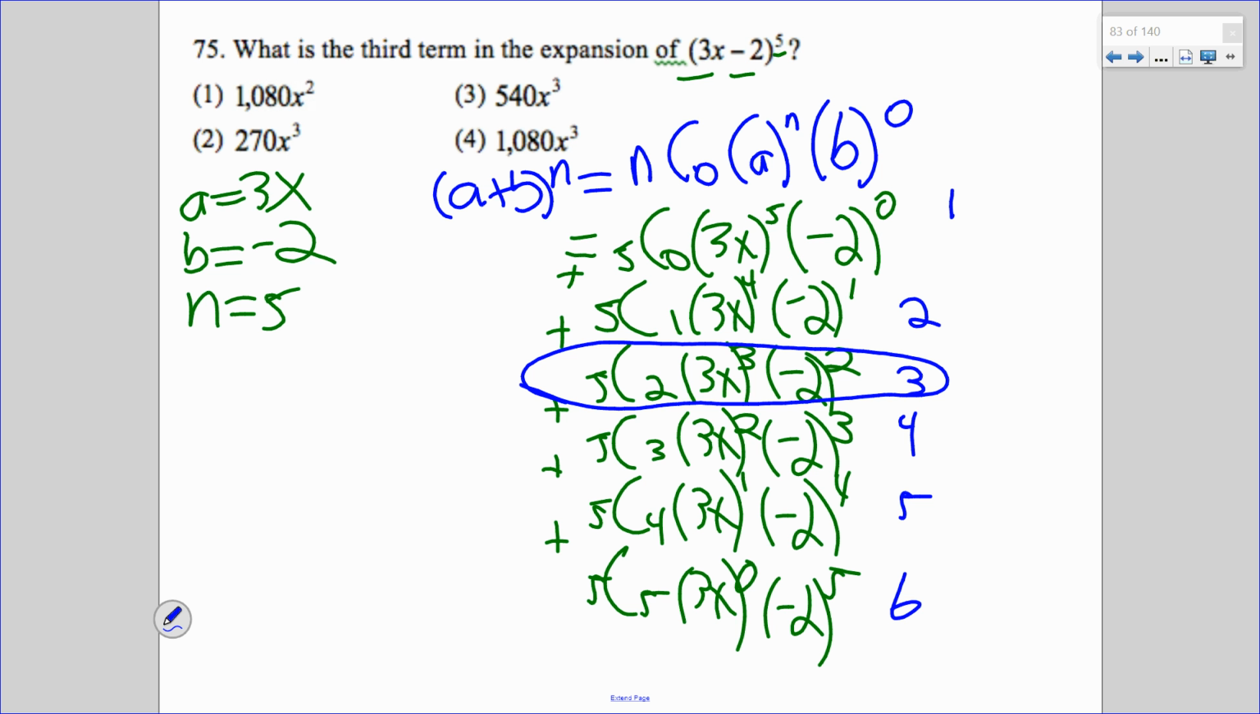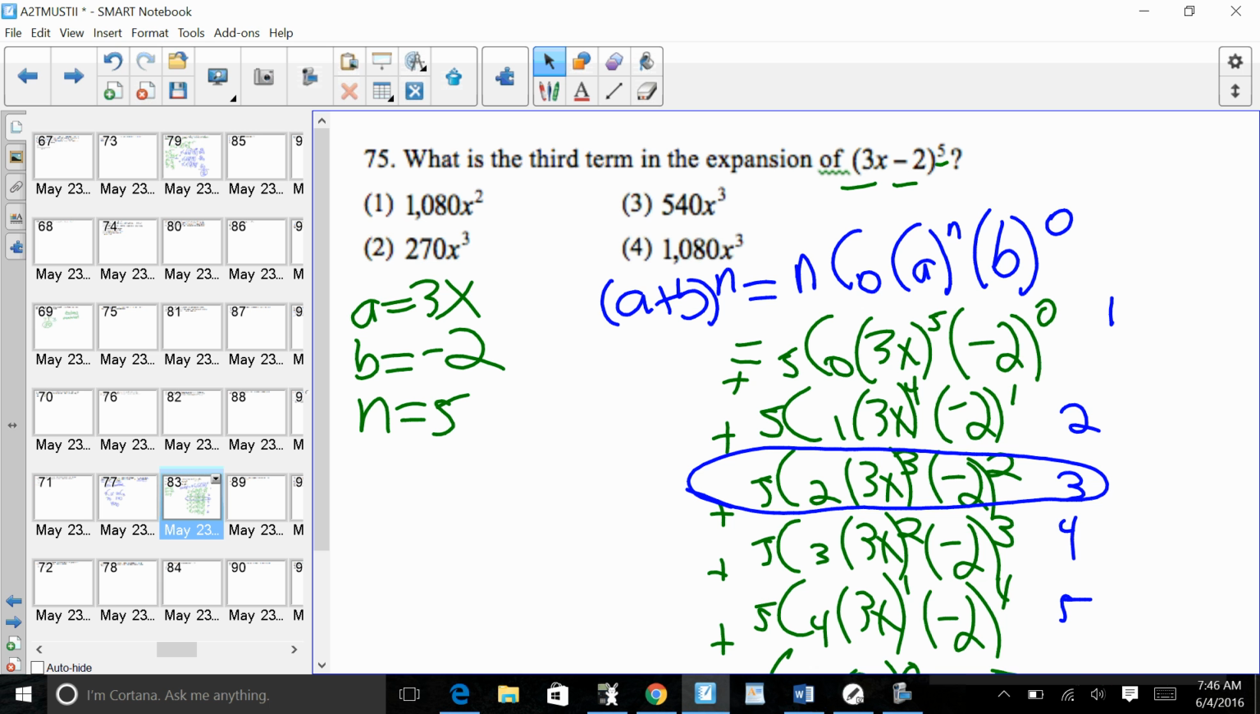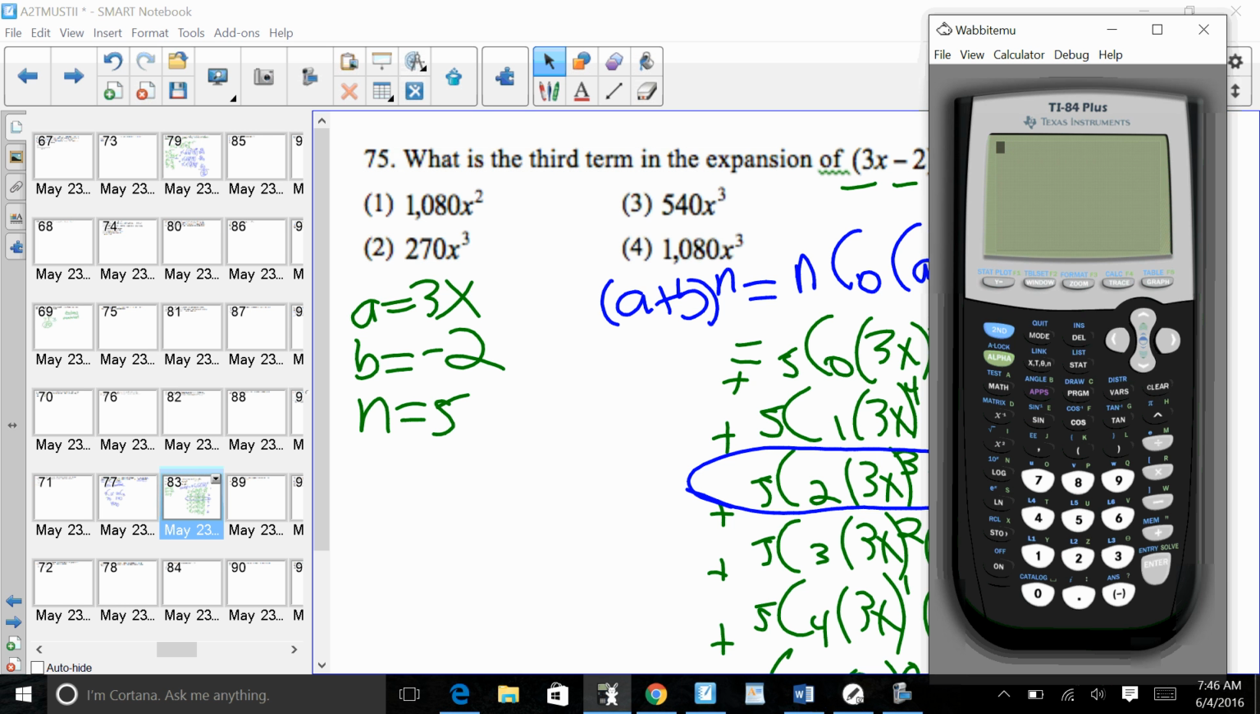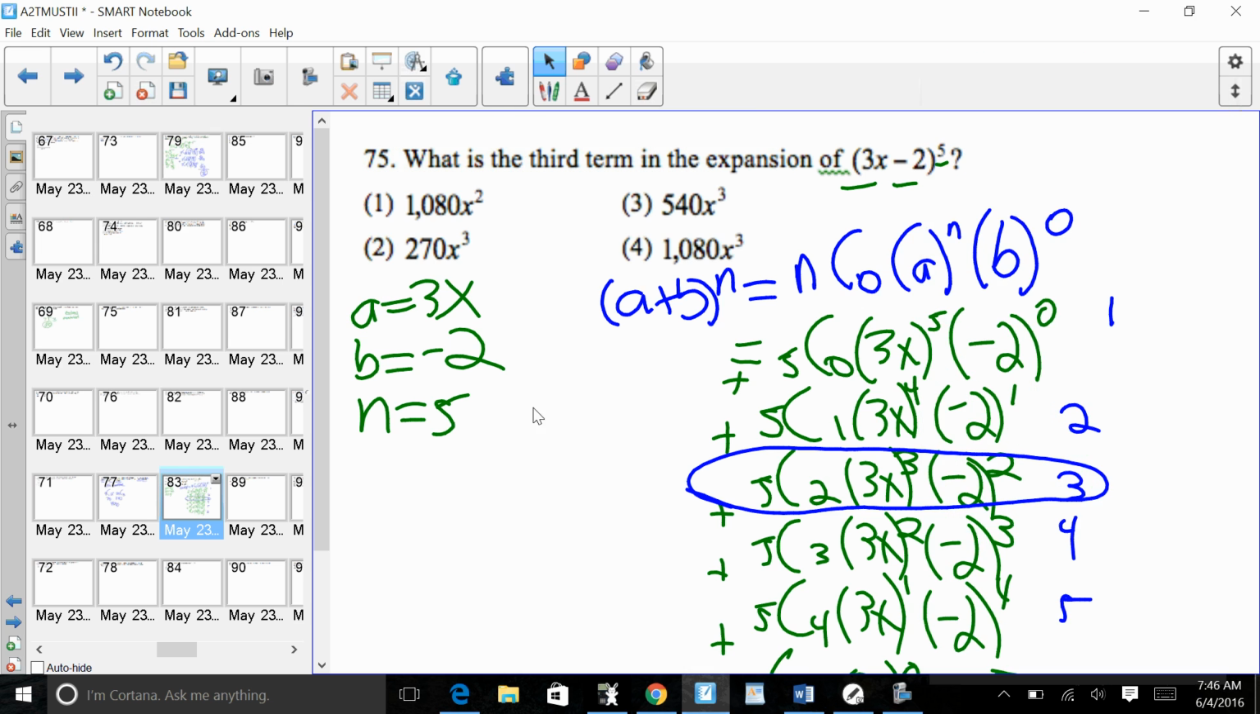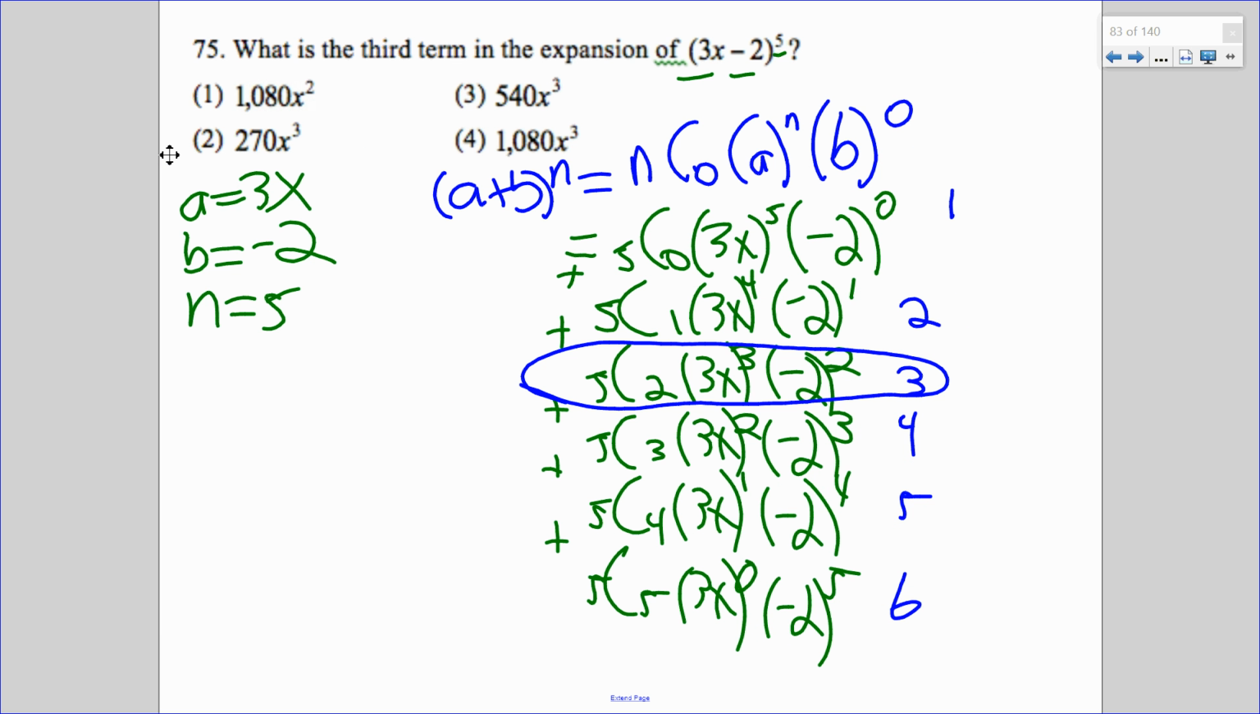So 5C2, I can do that in the calculator. 5C2, 5 math PRB C2 is 10. So I've got 10, 3x to the power of 3. Make sure you give that 3 to everything inside the parentheses. 3 to the third is 27. X to the third is x to the third. Negative 2 squared is 4.